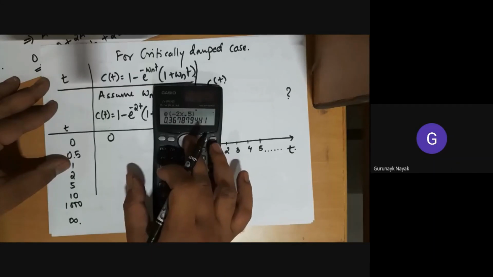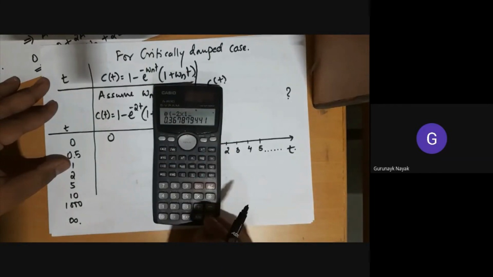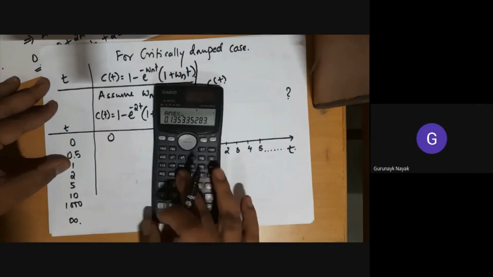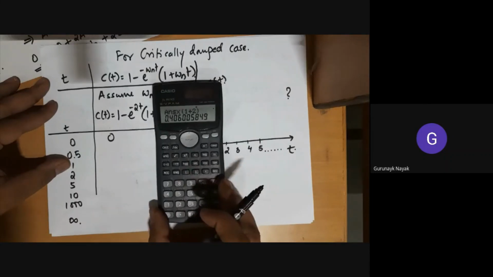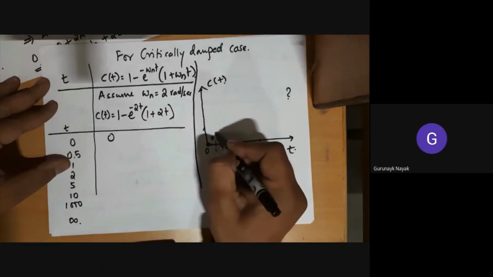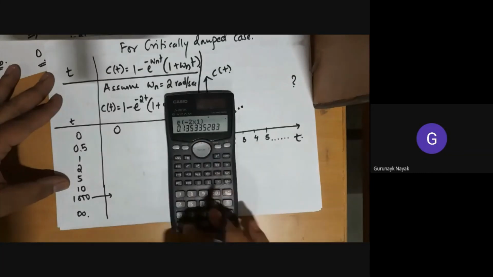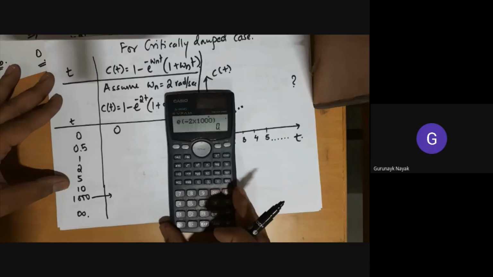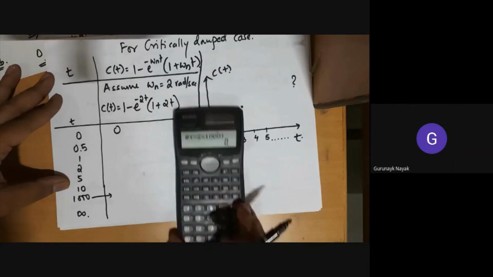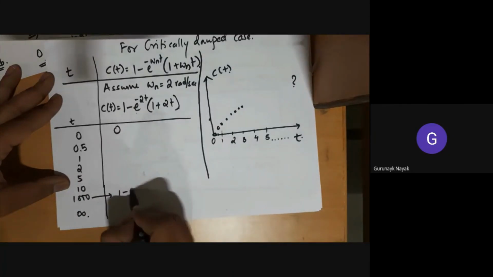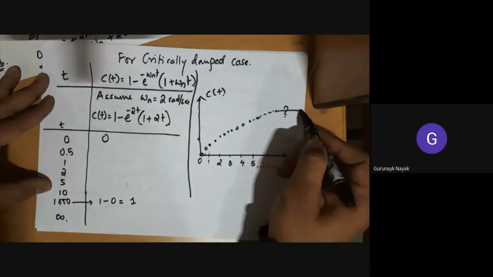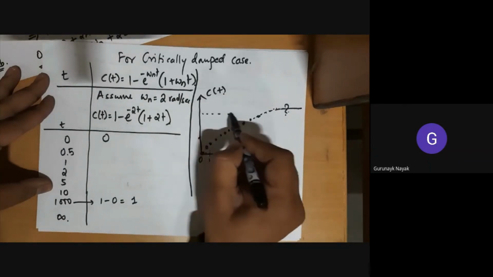Next for 1. For 1, what is the answer when t is 1? I'm calculating again. I'm writing everything to show you clearly. So when t is 1, C of t is 0.59, more than the previous value. Everyone following how to calculate? Suppose let me calculate the value at t equal to 1000 seconds. e raised to minus 2 into 1000 is showing me 0. So this term is 0. So 1 minus 0 is 1 only. At 1000 seconds, our output has reached unity approximately.